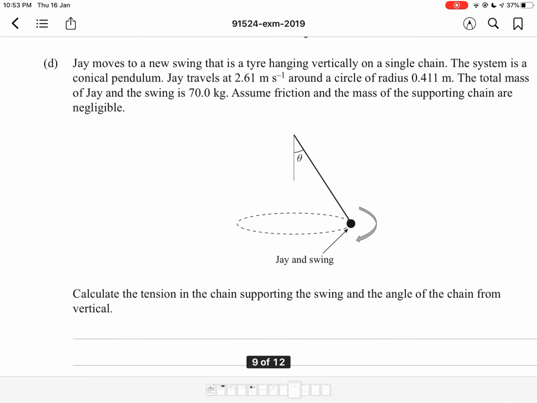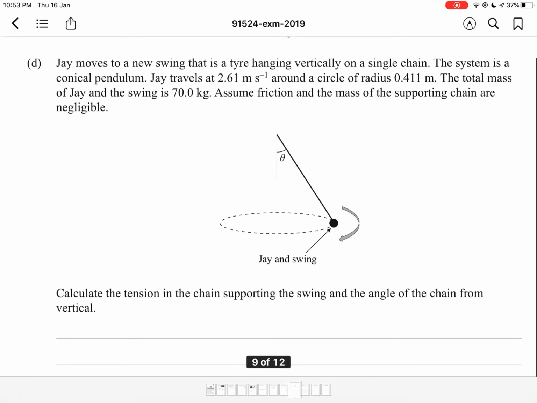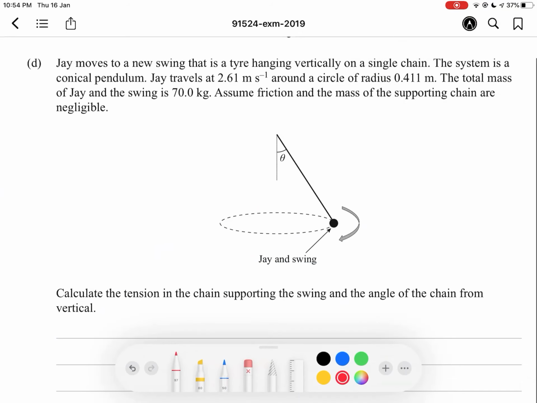Question D. J moves to a new swing that is a tire hanging vertically on a single chain. The system is a conical pendulum. J travels at 2.61 meters per second around a circle of radius 0.411 meters. The total mass of J and the swing is 70 kilograms. Assuming friction and the mass of the supporting chain are negligible, calculate the tension in the chain supporting the swing and the angle of the chain from the vertical.